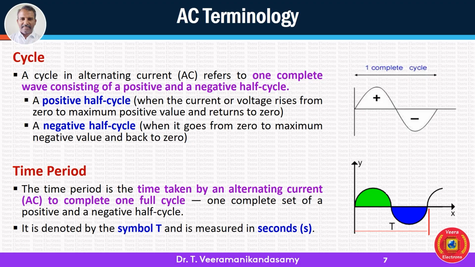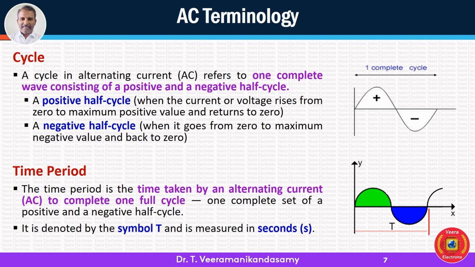Starting with AC terminology, a cycle refers to one complete wave, which consists of a positive and a negative half cycle. The positive half cycle is when the current or voltage rises from 0 to its maximum positive value and returns to 0. The negative half cycle is when it goes from 0 to its maximum negative value and back to 0.